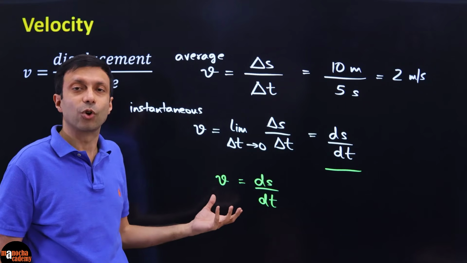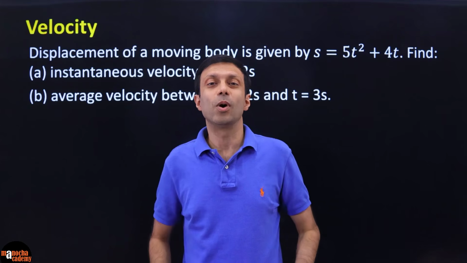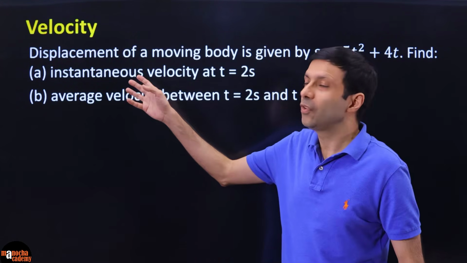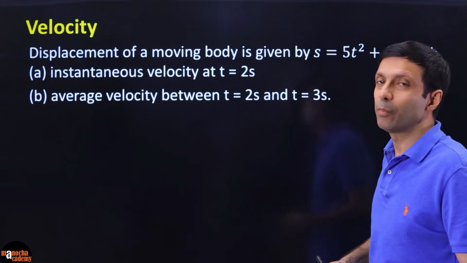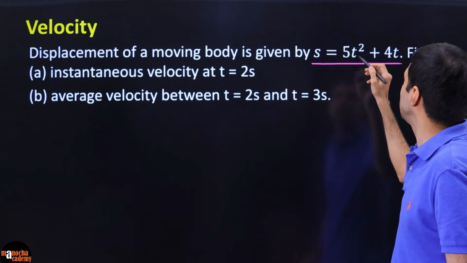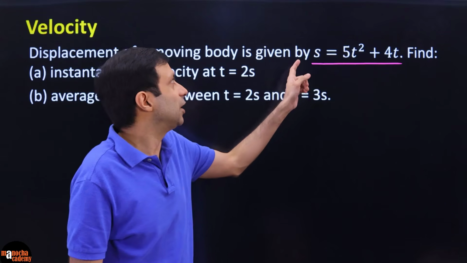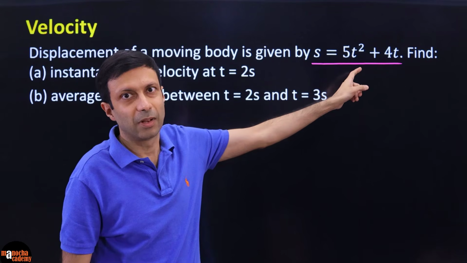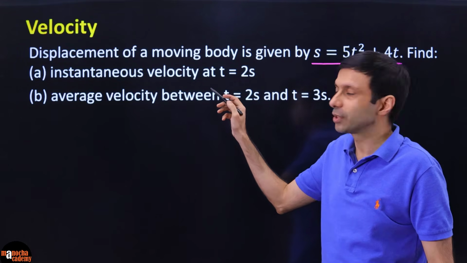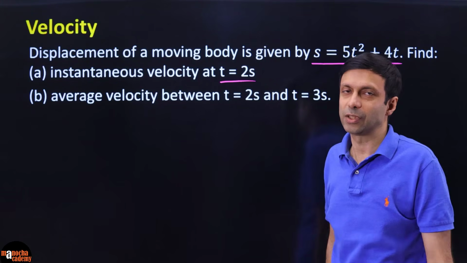In this video, let's focus on these equations and calculus stuff. To understand the concept and formula, let's look at an example. So here we've been given that displacement of a moving body is given by this equation s equal to 5t square plus 4t. So we can know the relation between displacement and time. And what do we need to find here? We need to find the instantaneous velocity at time t equal to 2 seconds and also the average velocity.